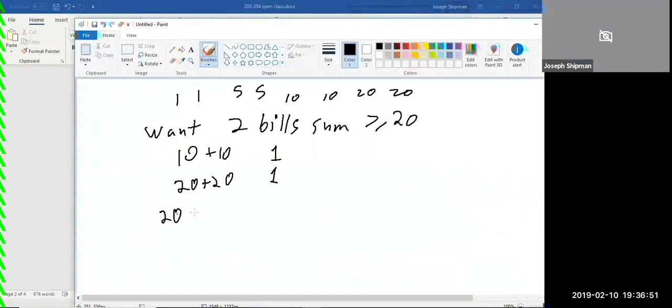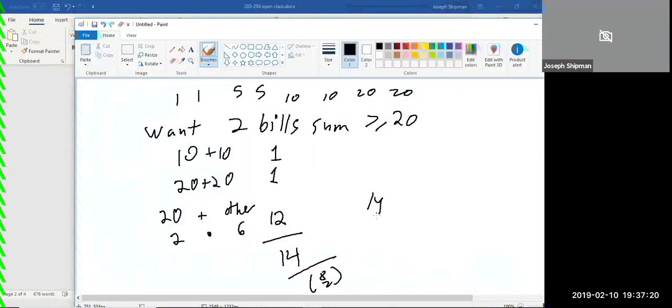And then we have a 20 plus another. Okay, so there's 2 ways to choose the 20, and there's 6 ways to choose the other one. So that means that there are 12 ways to make this double choice. So our final answer is 14 over 8 choose 2, which is 14 over 28, which is a half. We can get a pair of 10s, a pair of 20s, or a 20 and something else. 14 possibilities out of 28.